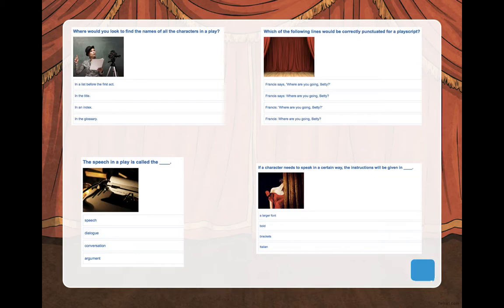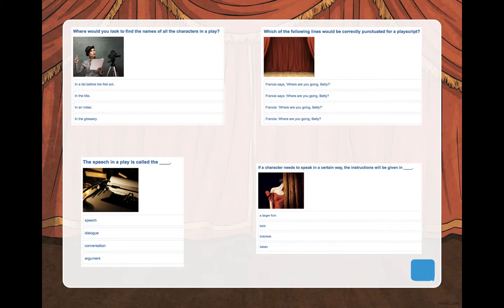Number 3, the speech in a play is called the, I'm going to give you two possibilities here. If you say speech, number one, you can have it. But the correct one is number two, dialogue. And the last one, if a character needs to speak in a certain way, the instructions will be given in, it's number three, brackets.